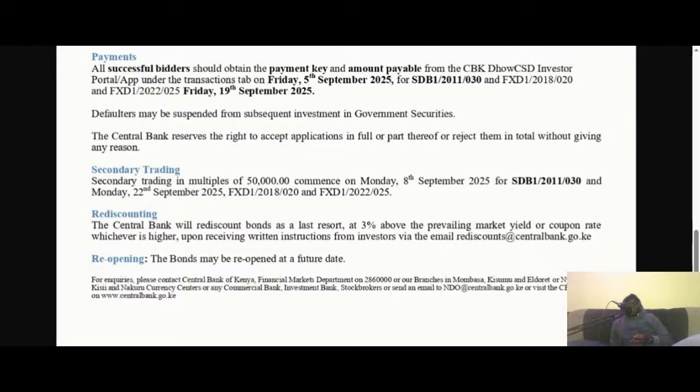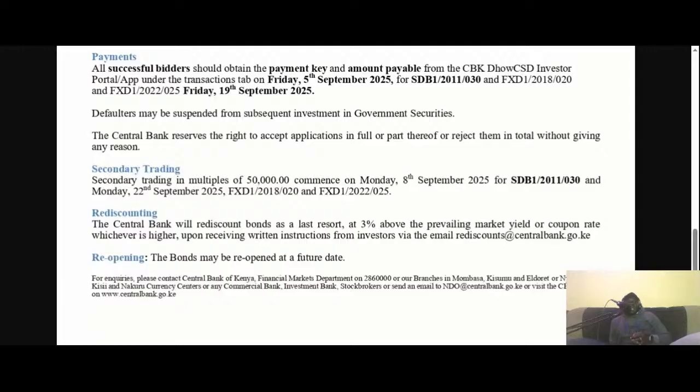Now, one of the mistakes that you are likely to make in this scenario is to round off or round up the amount. That is wrong. So if you are told to pay 101,506 and 55 cents, don't pay 60 cents. Ensure that you pay the exact amount, which is 55 cents. Don't round up or round down. So defaulters may be suspended from subsequent investment in government securities.